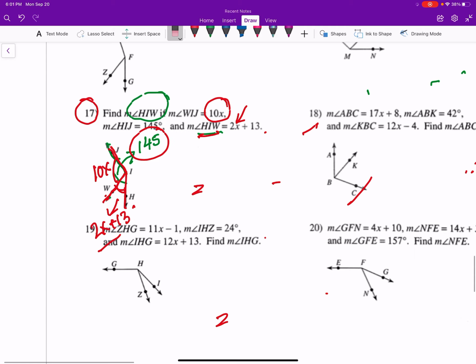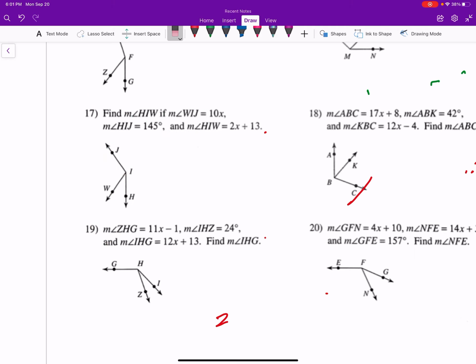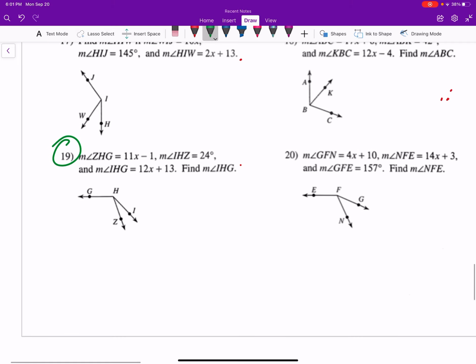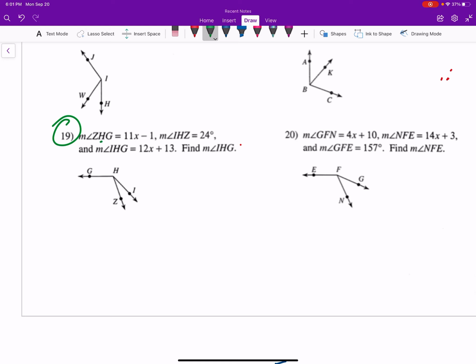All right. Now, if we go for number 19, look at number 19. So what do you have? You have ZHG is 11x minus 1. And then HIG is 24. So this is basically this red angle and this green angle. Together they make this GHI. So that's our IHG, that is given 12x plus 13, all right?